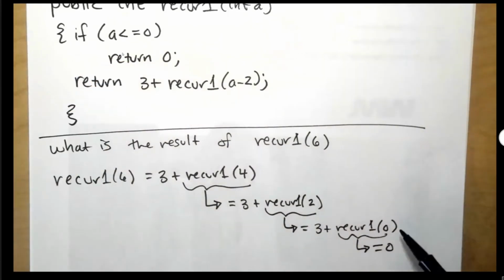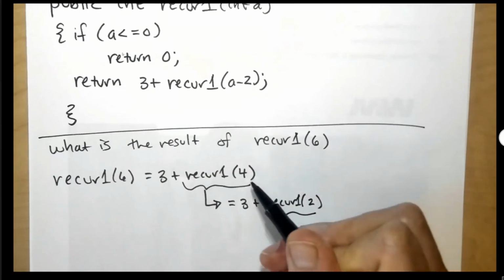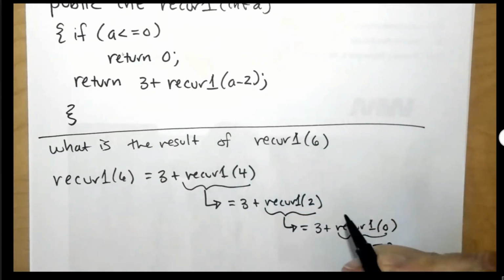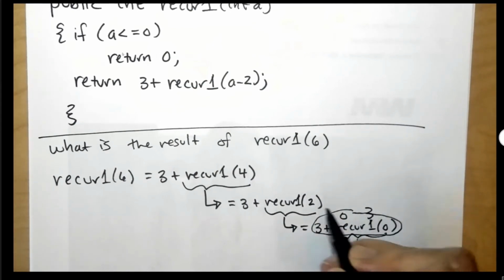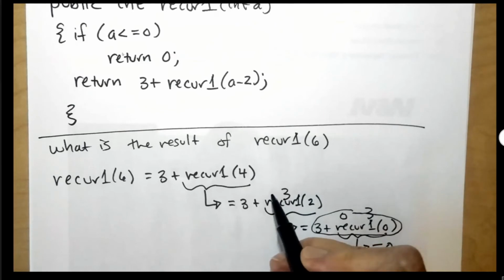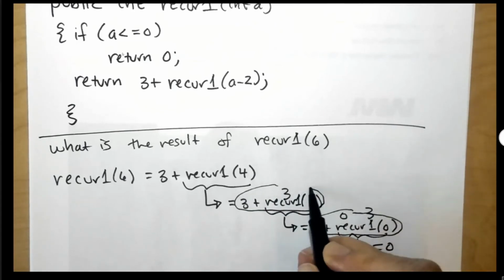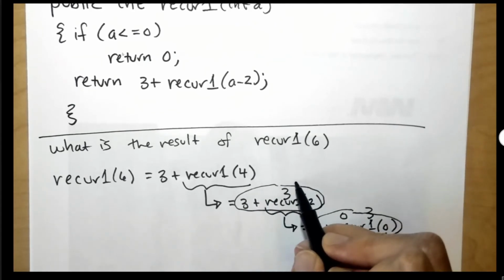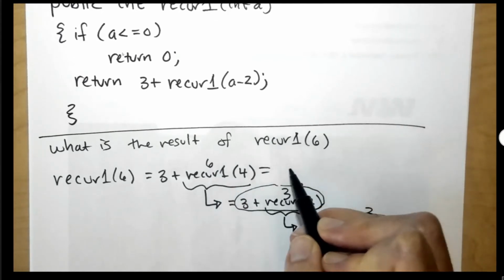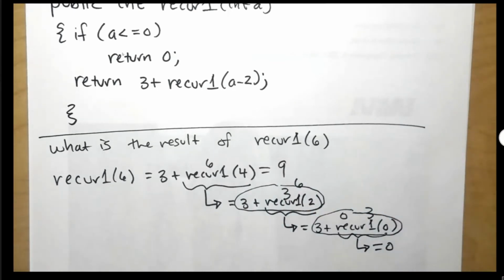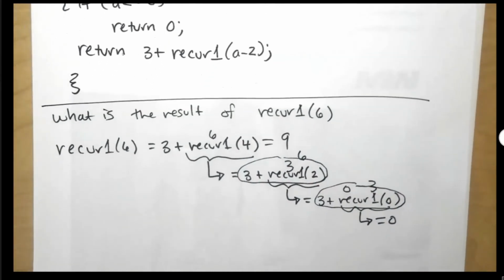And then we just have to walk backwards up through our trace. So this returns 0. So this whole thing here is going to be 3 plus 0, which is 3. So this whole thing is now going to be 3 plus 3, which is 6, which means this call will be 6. So our result is 9. Ta-da, you're done.